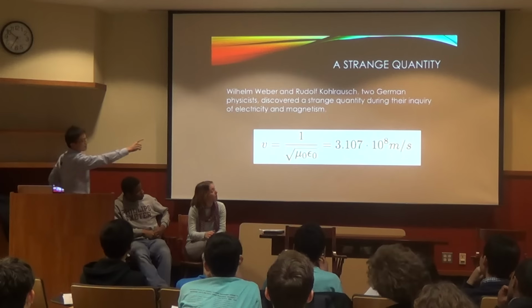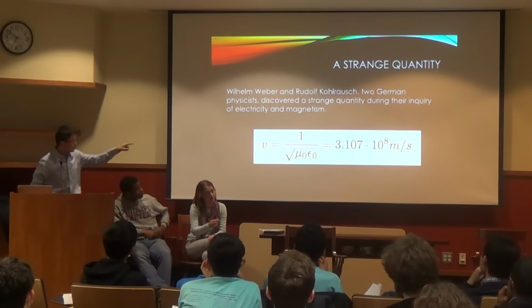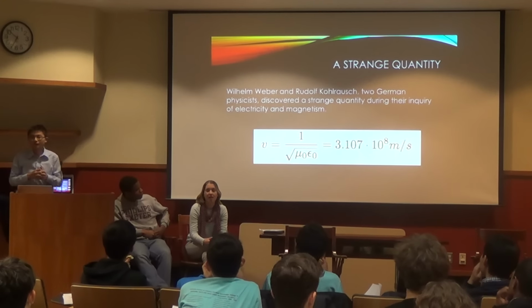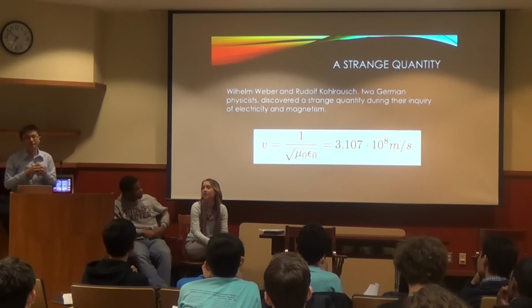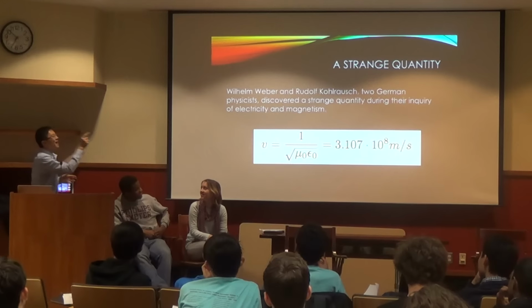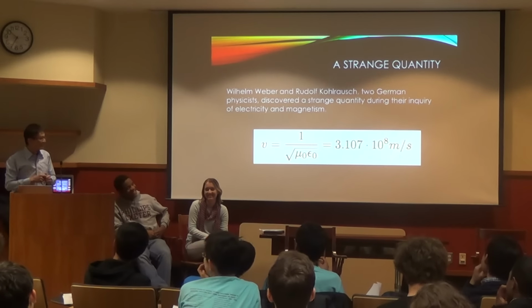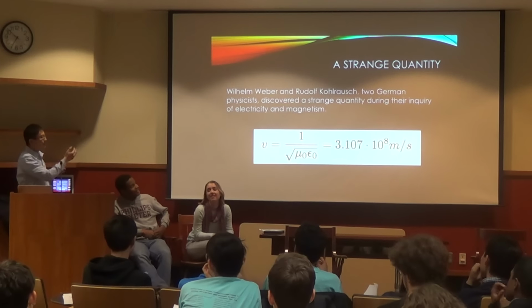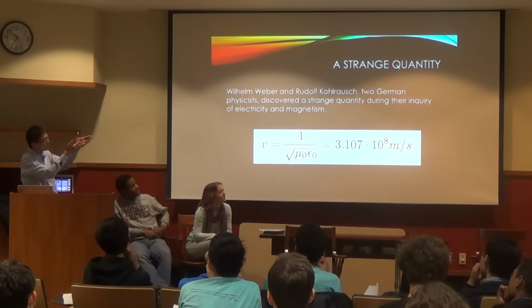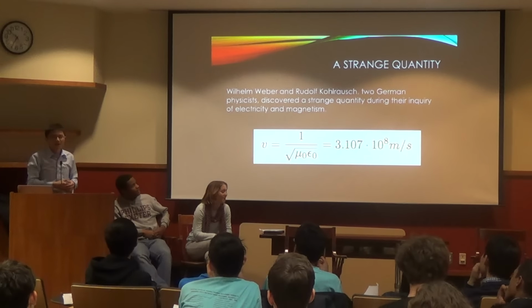But they found that when they make this special combination of the constants, they find a certain velocity that is measured to be 3.107 times 10 to the 8 meters per second at that time, in the 1850s, when experiments were not that accurate yet. But does this number remind you of something? The speed of light. In fact, the speed of light in today's accurate measurement is about 2.997 times 10 to the 8 meters per second. So they're very, very similar. But at that time, the scientists did not know why this strange, mysterious quantity that they derived out of some random constants seemed to match the speed of light.